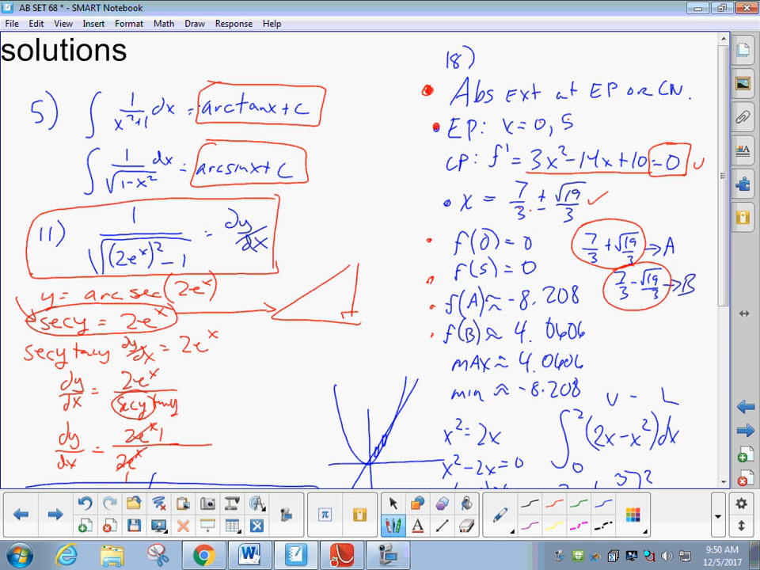At any rate, once you find all the y values, make sure you answer the question. The question could say, find the x at which the max occurs, or what is the max?